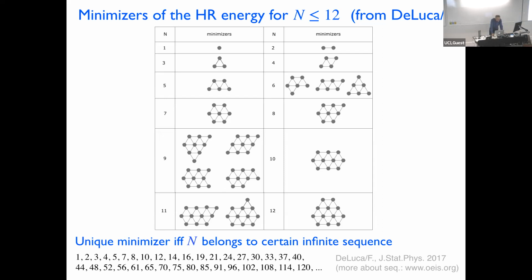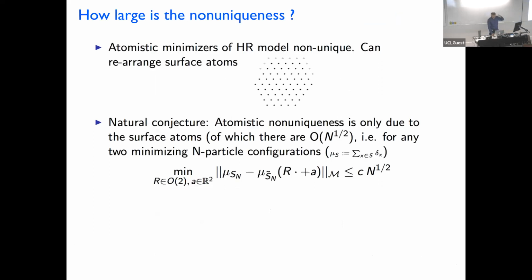What's really interesting is what happens for large n. So we go into the kind of statistical mechanics, zero temperature regime. How large is the non-uniqueness? Well, here's a picture of a typical configuration, which is a minimizer. You add some particles on the boundary, and you start from this regular hexagonal shape. That's always unique.